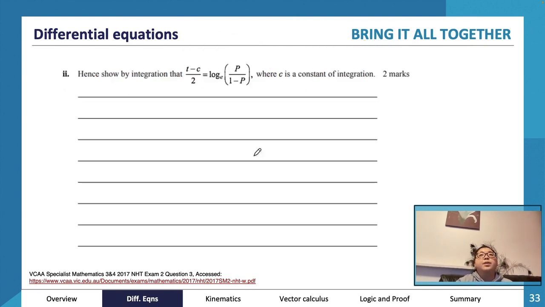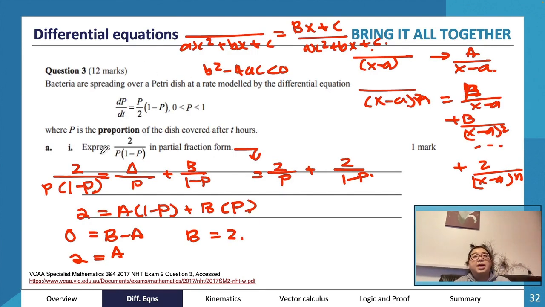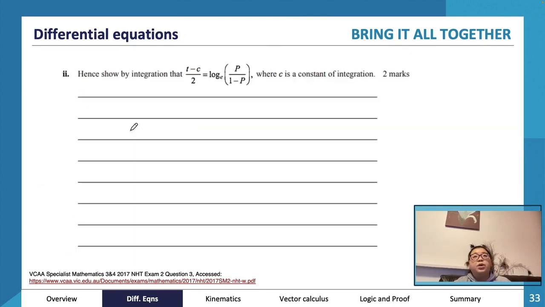Cool. Alright, so hence show by integration that t minus c over 2 equals log e p over 1 minus p, where c is a constant of integration. Show that t minus c equals, yeah, cool. Alright, so we remember this is our equation that they wanted us to do. So our dp over our dt was equivalent to p over 2 times 1 minus p.